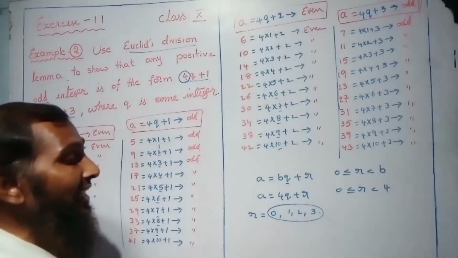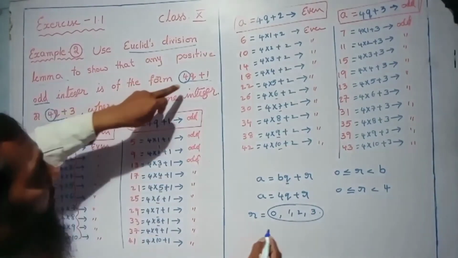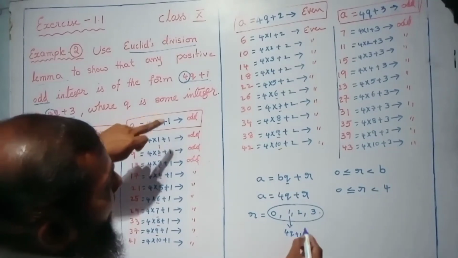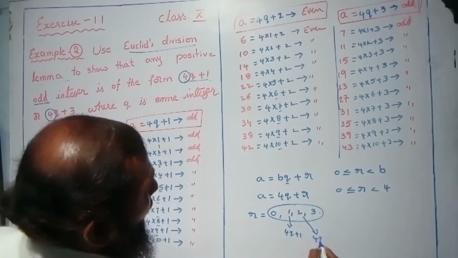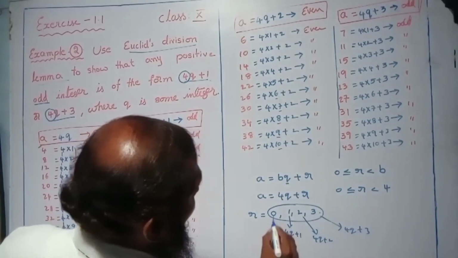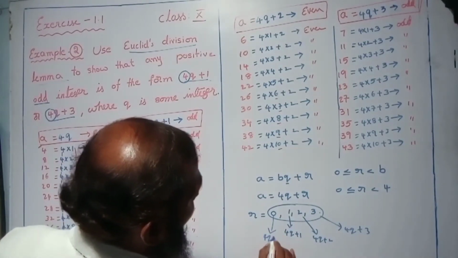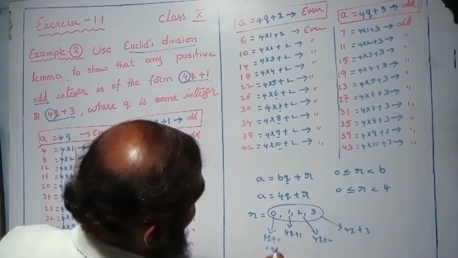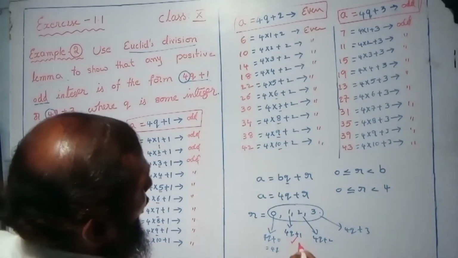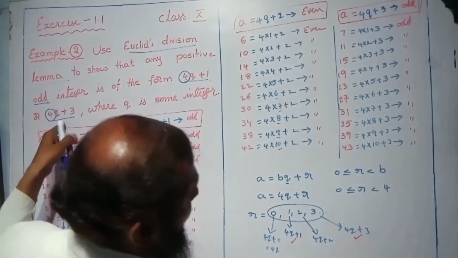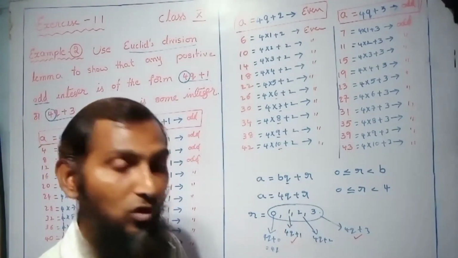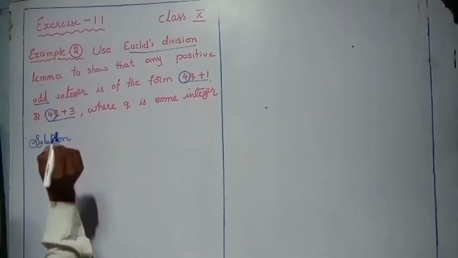That's why it is given clearly in our question: 4q plus 1 remainder, 4q plus 2, 4q plus 3, and 4q plus 0, nothing but 4q. In our question only 4q plus 1 and also 4q plus 3 are asked. These two are not given, but we are asked about these two. Now let us start solving this problem.